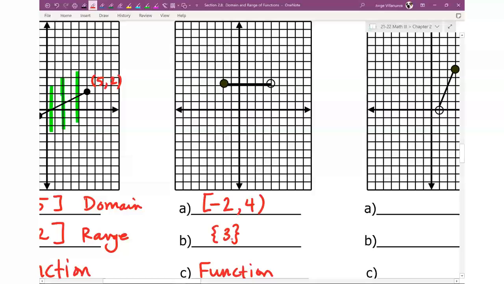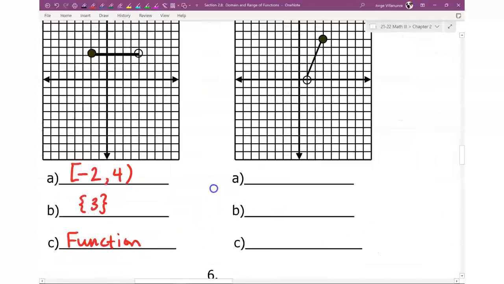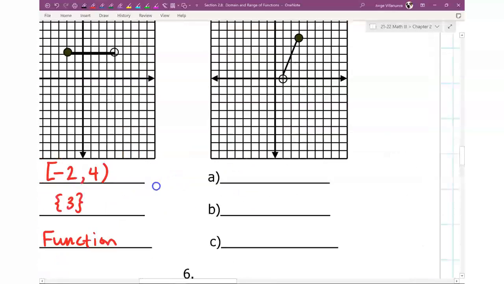So my range is just 3. It only goes to the height of 3. It doesn't go any higher, it doesn't go any lower. It's just at 3. But the domain goes as far as -2 and all the way to +4. That's as far as it goes. That's its domain, okay? All right, let's try one more of these here, and then we'll move to something different. Oh, yeah, we can try these down here.